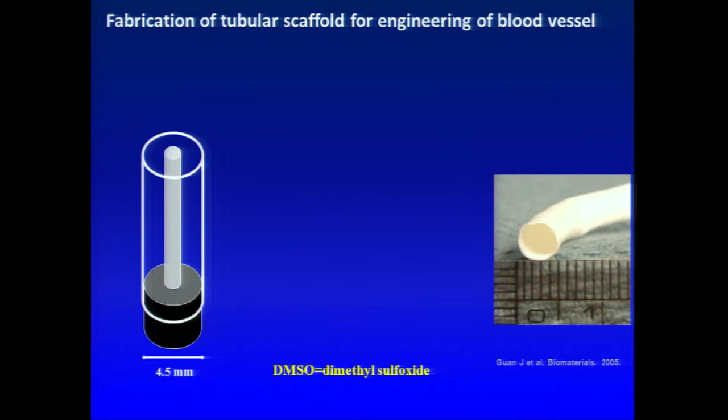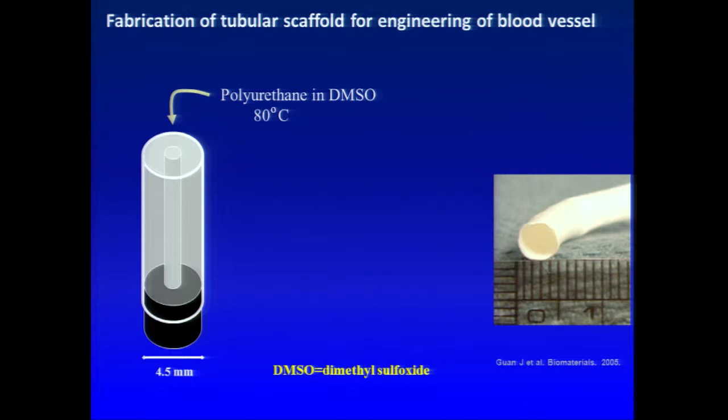This is an example of how we fabricate the tubular scaffold with blood vessel morphology. This is the mold we use. In the mold, we have a mandrel in order to make the tubular structure. We put the polyurethane solution into this mold. The polyurethane is in DMSO. We use DMSO very often when we do cell culture. When we store our cells, we add DMSO in the culture media, and then we freeze it. So we have the polymer solution in this mold, and we freeze it at minus 20 or minus 80 degrees C.